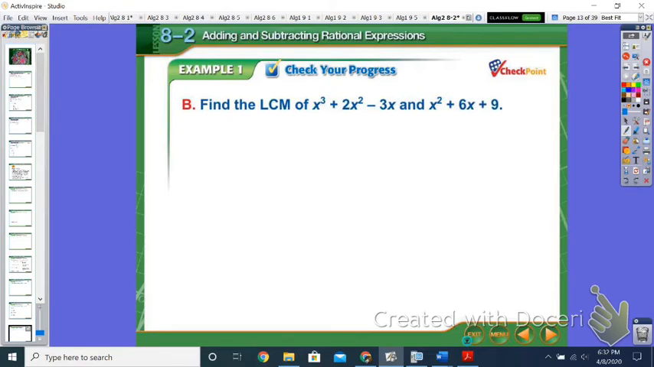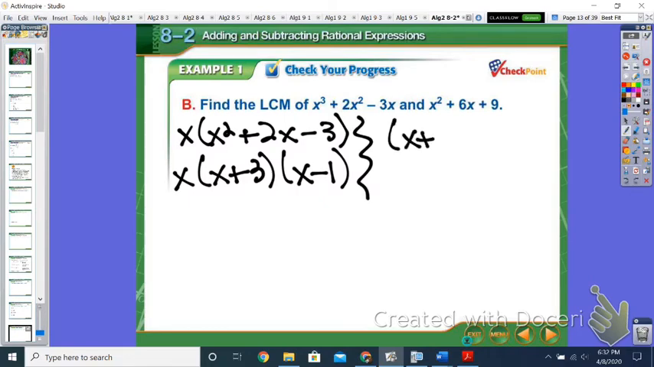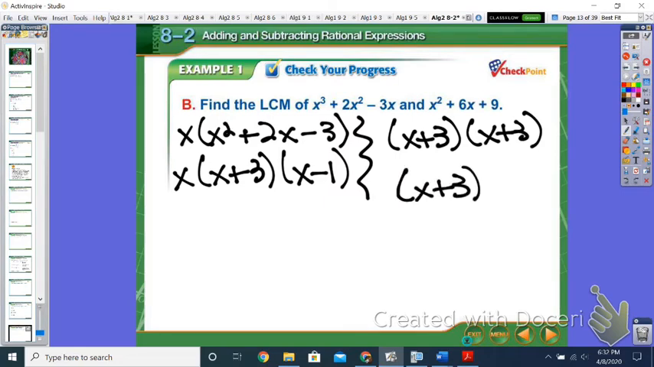So first step again is I see I can take an x out of that first one. X squared plus 2x minus 3. And then it's going to be able to factor to x plus 3, x minus 1, with the x still out front that we pulled out as a GCF. And then this is x plus 3, or just x plus 3. I did it again, x plus 3 squared.